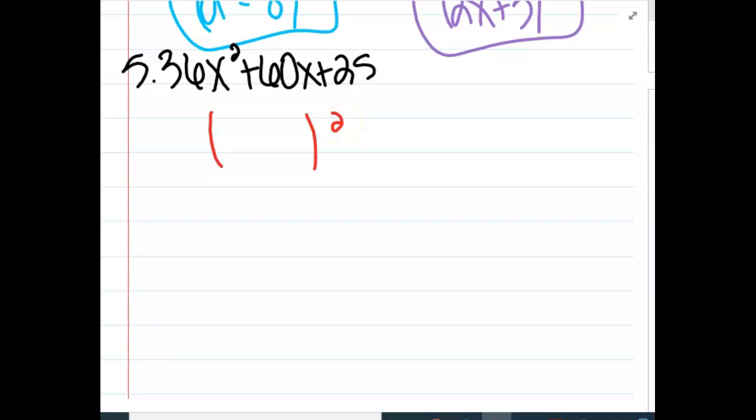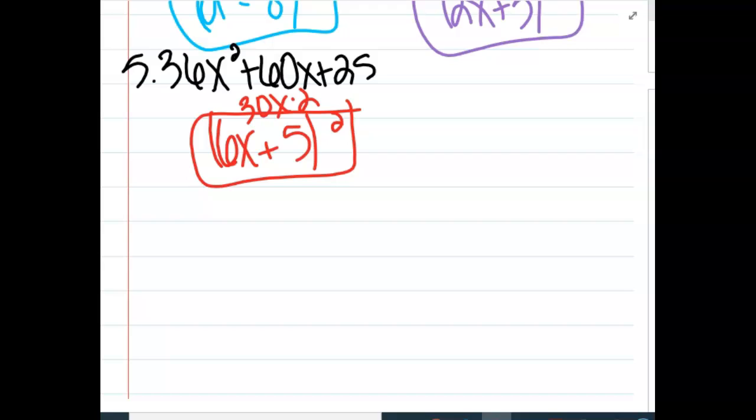What times itself gives me 36x squared? 6x. What times itself gives me 25? 5. You have to check the middle term. 6x times 5 is 30x, but it doesn't match, because you got to multiply by 2, right? Because you have the O and the I. Now it matches. So take that plus sign and drop it down. Okay, let's do one more together, and then I'll have you try 2 on your own. Yes? So you get the plus or minus sign right from the number. Correct. Yep.